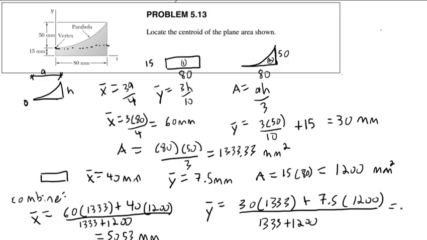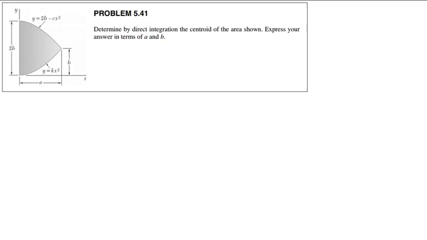Wait, something's not right there. Something's very wrong there. Oh, I entered 12,000, not 1200. That's why. 19.34. I feel happy now. 19.34 millimeters. And that will be the X bar and Y bar for this shape here. Okay. Let's see.